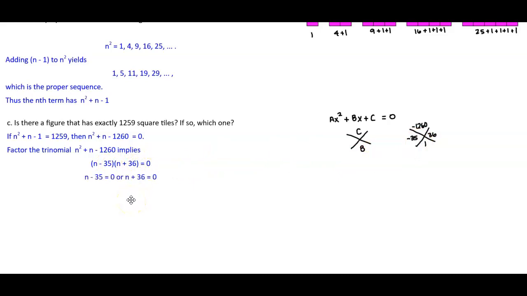Now we have to set them both equal to 0. So n minus 35 equals 0, or n plus 36 equals 0, meaning that there are two possible solutions. When we solve for the first n, we have to add 35 to both sides. When we solve for the second n, we're subtracting 36 from both sides. So that means n is equal to 35, or n is equal to negative 36. Well, we don't want a negative answer, so we have to eliminate that one. That means that n is equal to 35. Therefore, there are 1,259 tiles in the 35th figure.